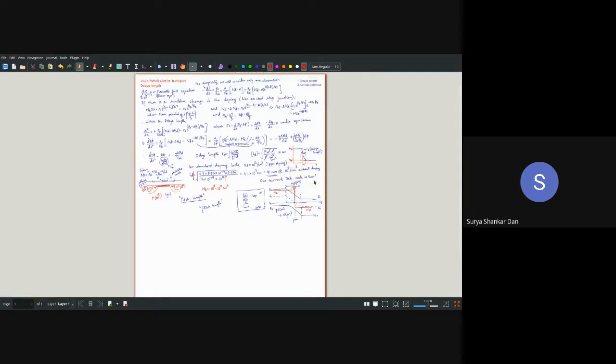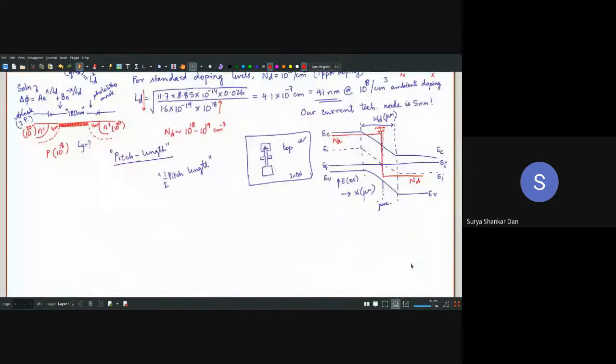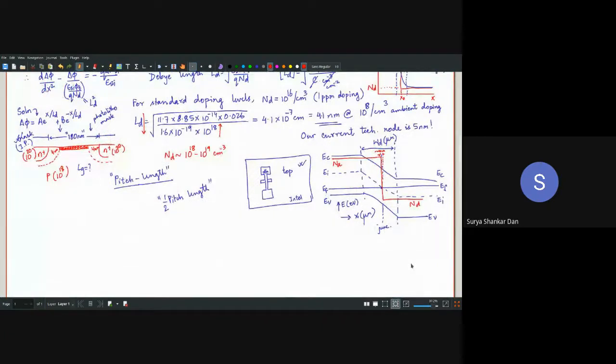The problem appears the moment we are speaking of nanoscale technologies. When the depletion width itself is, let us say, in the order of 10 nanometers, we cannot afford to have Na and Nd in the order of 10 power 16. If it is 10 power 16, what will happen? This small variation will be somewhat like that, zoomed in like this, because this distance is how much? 41 nanometers. Do you get my point?